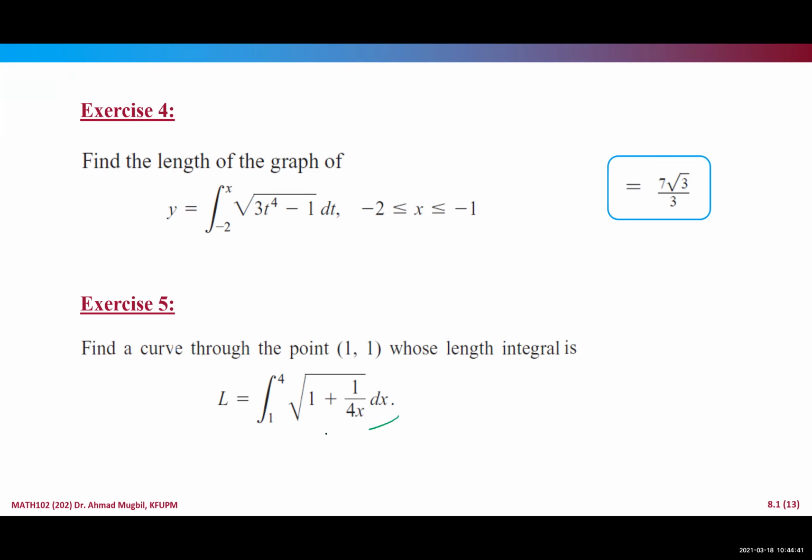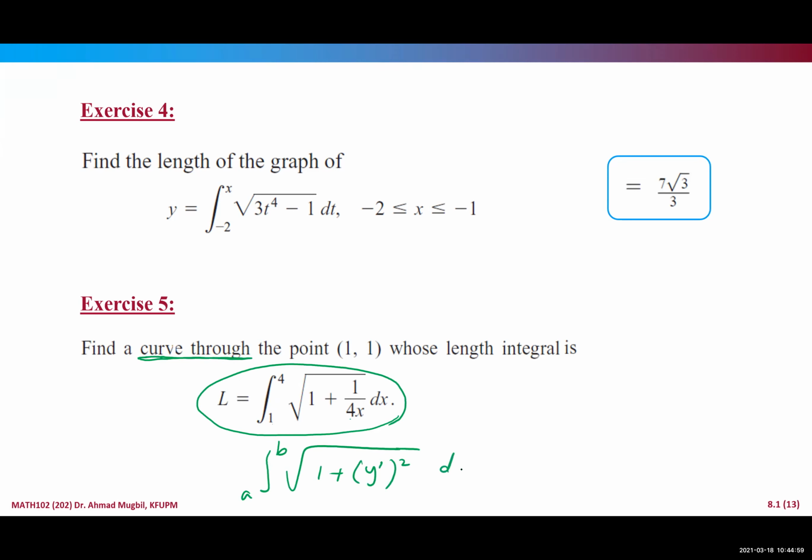He will give you the formula, and he wants to find the curve. What is the curve that its length is given by this? You just need to compare it with the general formula. In this case, what is this? It is y prime squared. So you will say that y prime squared is 1 over 4x, and you will try to find what y is. I will leave it for you. The final answer is here, by the way.